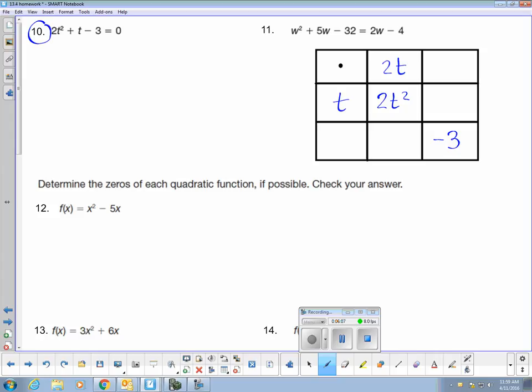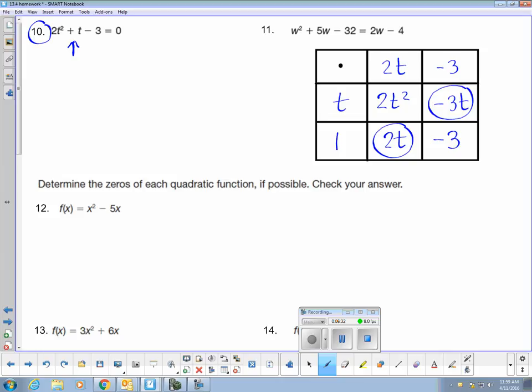So I'm thinking of two numbers that multiply to negative 3. I'm going to put negative 3 times 1, and let's see what we get. Negative 3 times t is negative 3t. 2t times 1 is positive 2t. And when I add these two together, I get negative t. Unfortunately, I need positive t.